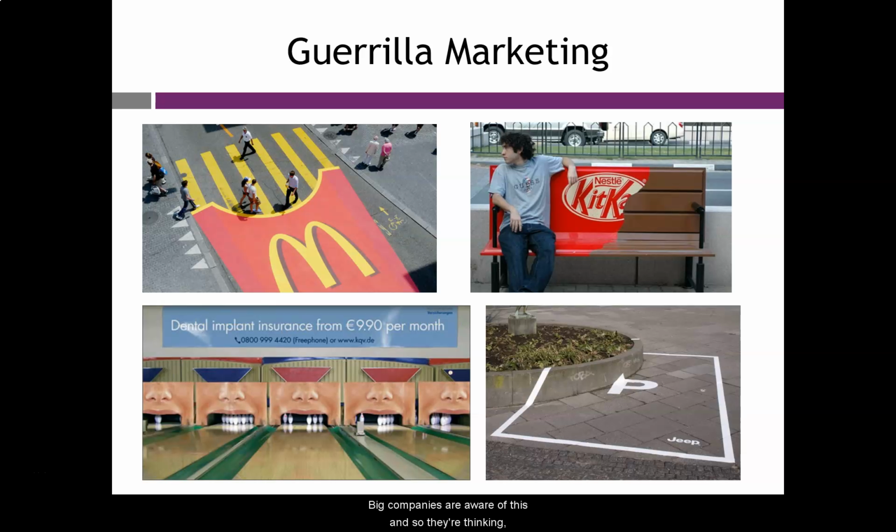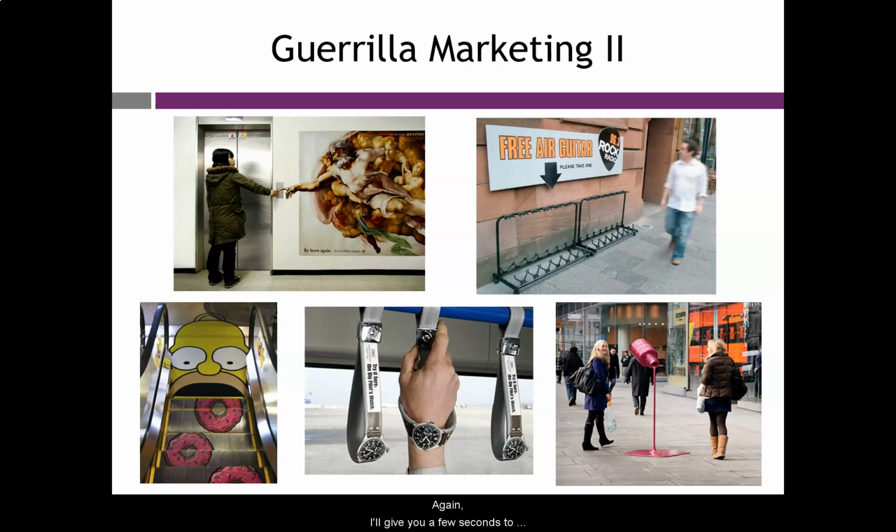And big companies are aware of this, and so they're thinking, hey, we can't just let the small companies do it, we should do it too. Which is why on this slide you see McDonald's, Nestle, Jeep, all big companies, all use guerrilla marketing. I'm going to show you a couple of other examples of guerrilla marketing. Again, I'll give you a few seconds to take a look through these.